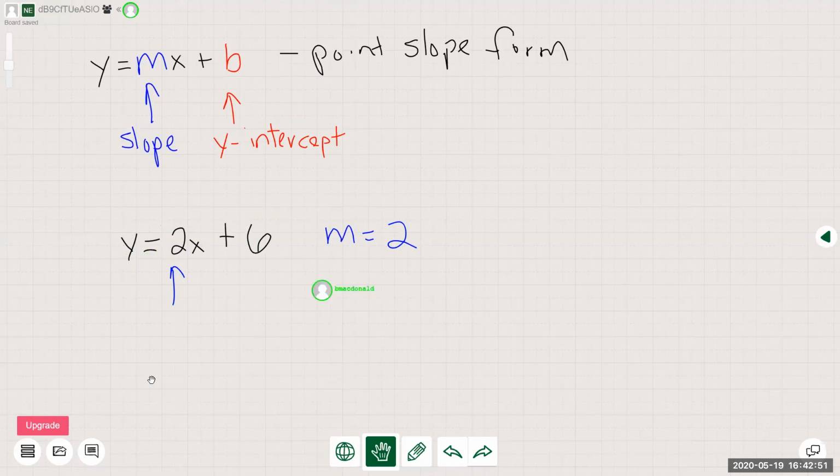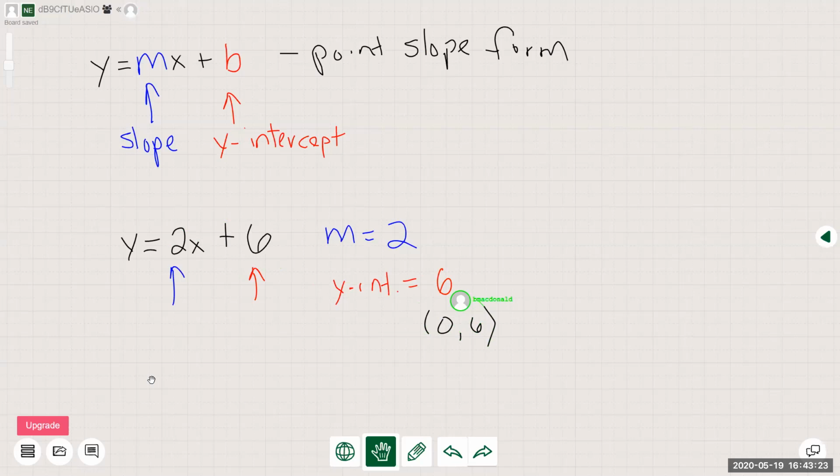and our y-intercept, which you'll sometimes see written like this, is a positive 6. So this, we could graph 0, 6 as a point, and then from there we could actually count 2 up and 1 over, and we would have our next point.